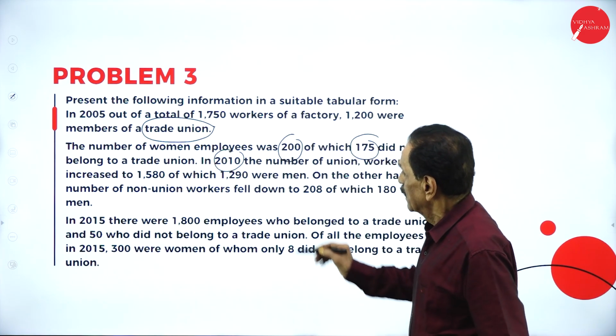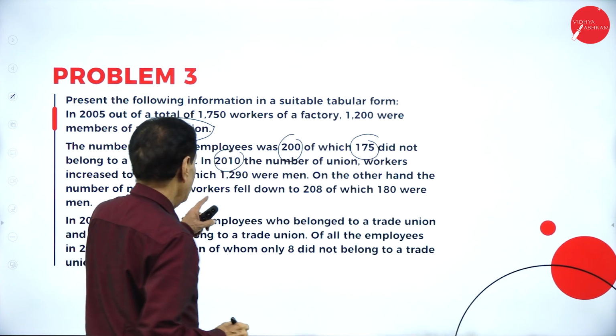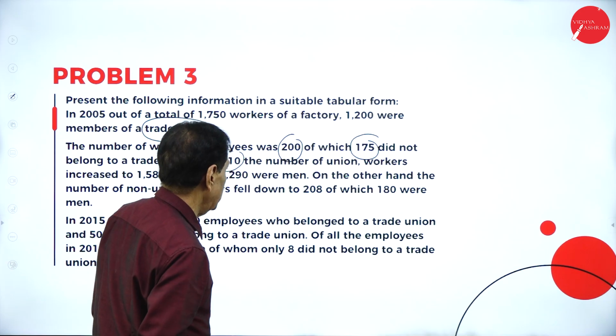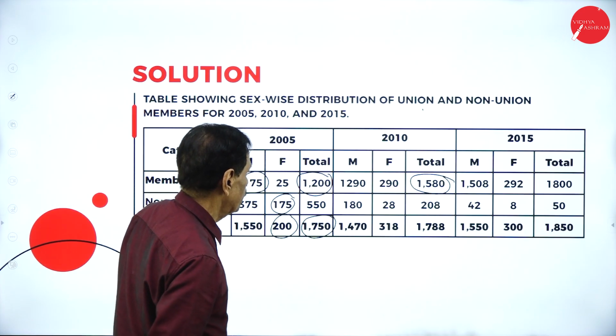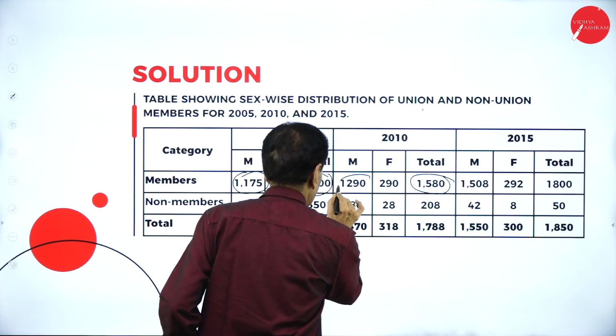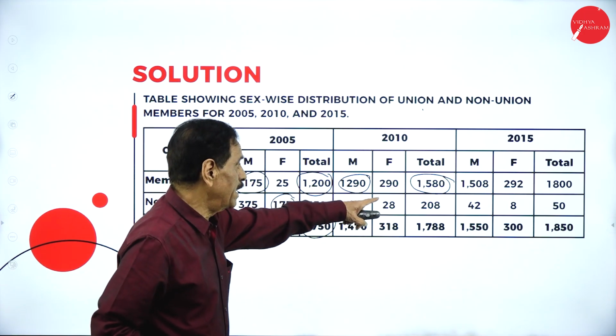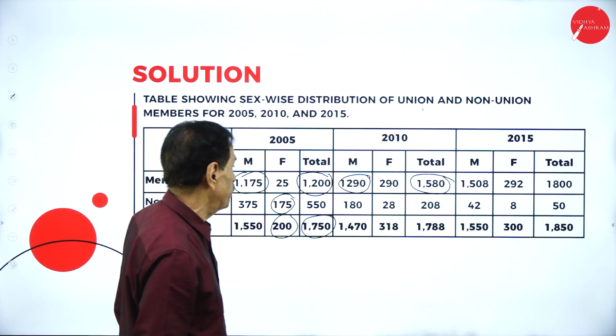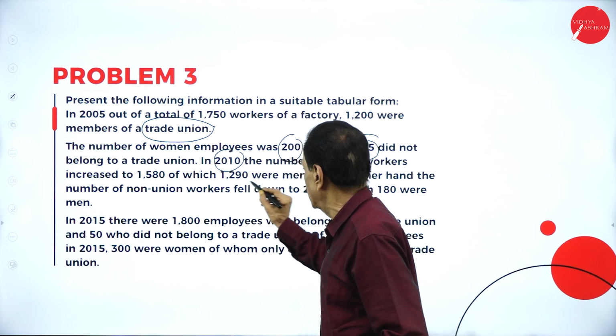Then 1,580, of which 1,290 were men. Out of 1,580, 1,290 were men, which means the balance 290 goes to female. Number of workers, 1,050.